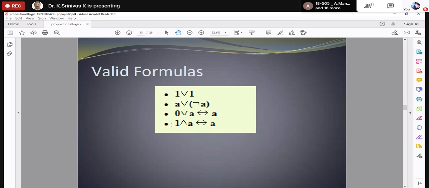Next, if A is 0, A implies A is equal to 1, that is 0 implies 0, which is equal to 1. If A is 1, A implies A is equal to 1, that is also 1. So all the formulas are absolutely valid. So when all the assignments are yielding 1 out of their inputs, then it is called a valid formula.